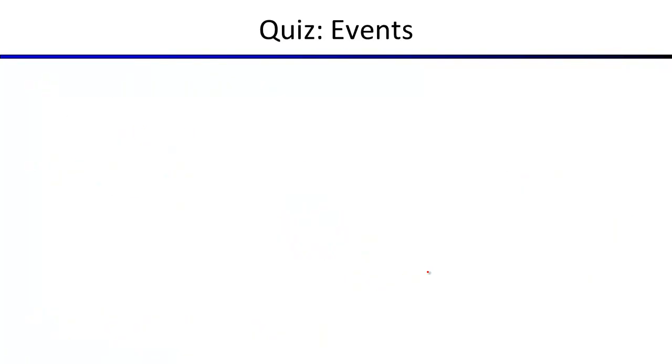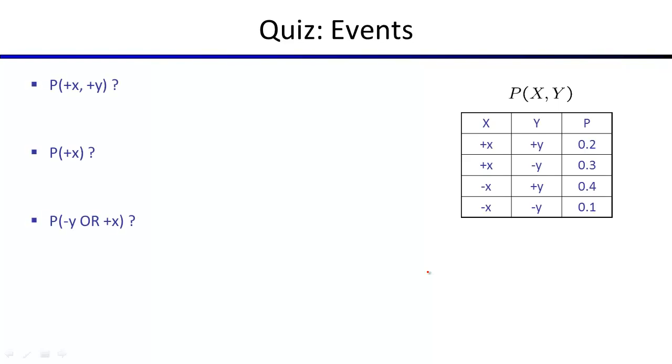Okay, let's do a quick little quiz on this concept. Here's a new joint distribution. Here are 3 events on the left. Let's give each of you, let's say, half a minute to think about what each of these probabilities are, and then we'll step through them together.